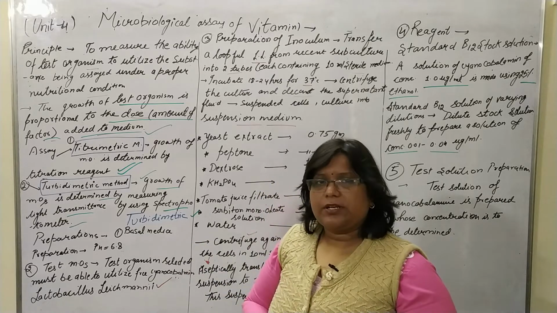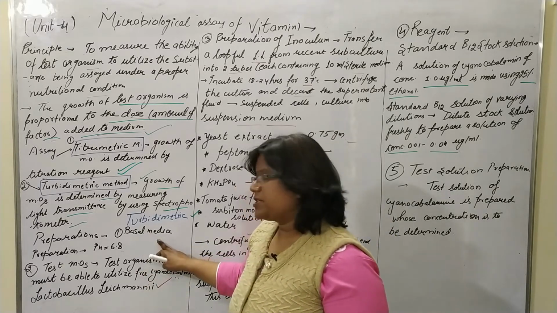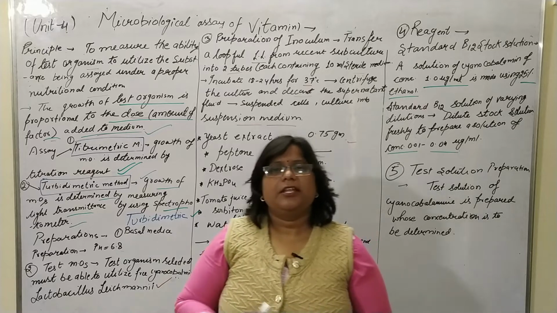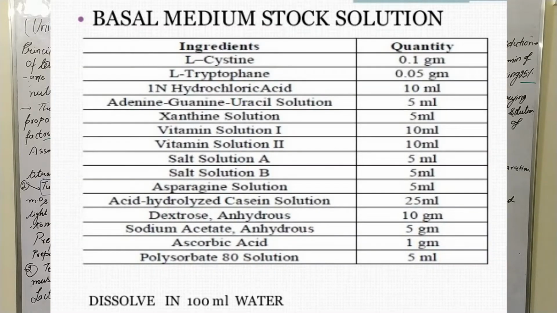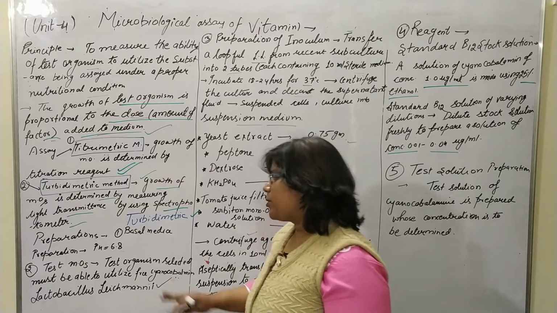In this preparation, first the basal media preparation is the most important. On this board you can see the basal medium content. You add these contents and prepare the basal media up to a certain volume. The pH for that is 6.8.